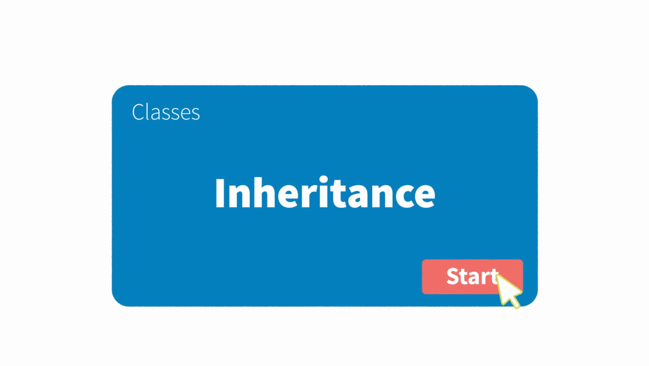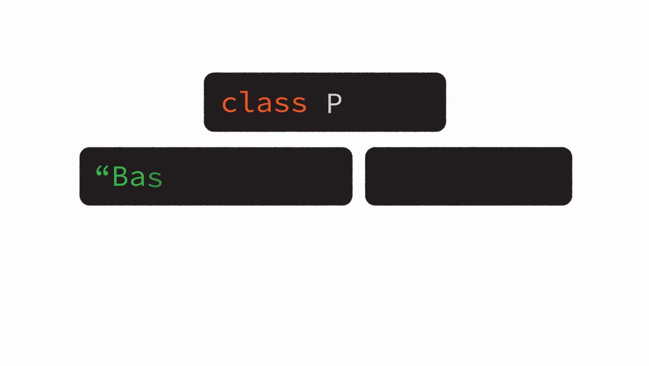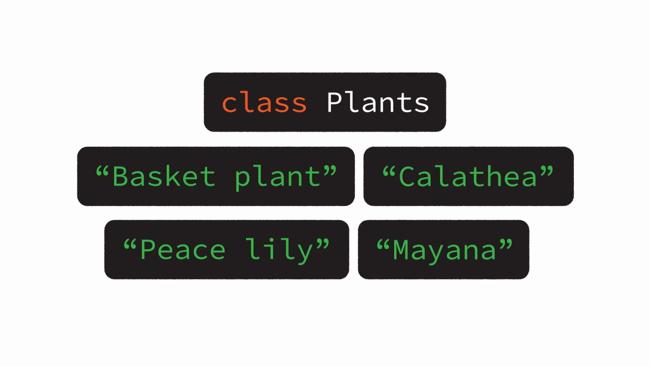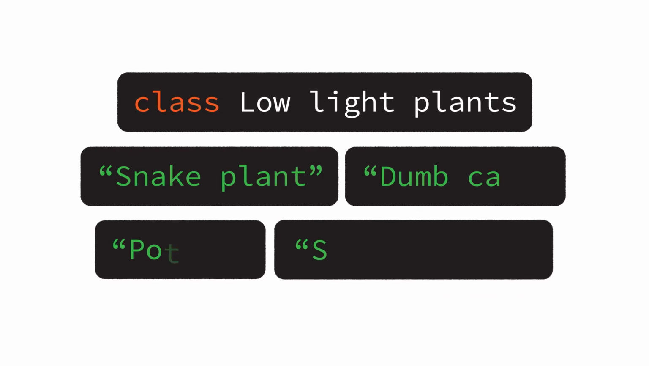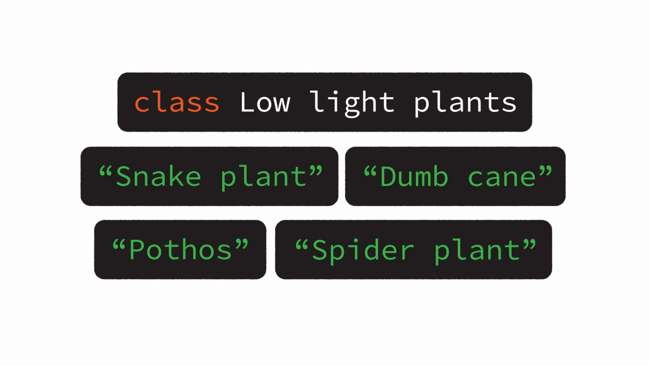Inheritance. For object-oriented programming, classes are convenient because they can be reused for different objects. However, it's not always the case that you need a carbon copy of a certain class. Sometimes, you need to create a class that has many similar attributes and methods while still being unique.